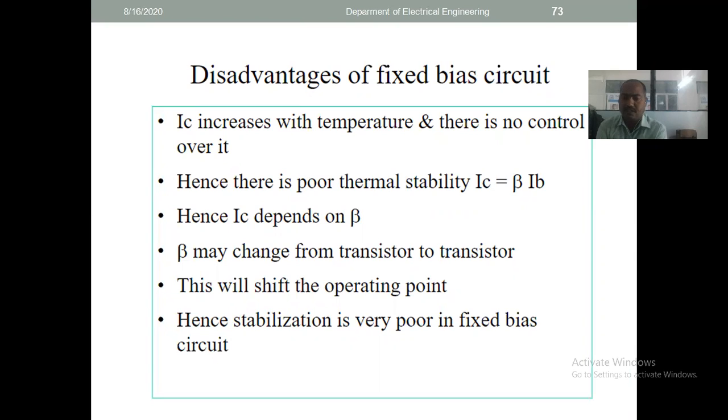And another thing, the fixed bias configuration stability: because beta changes, everything changes. So the stability of this type of configuration is poor, very poor. This should be related to the fixed bias circuit. Did you understand the concept?